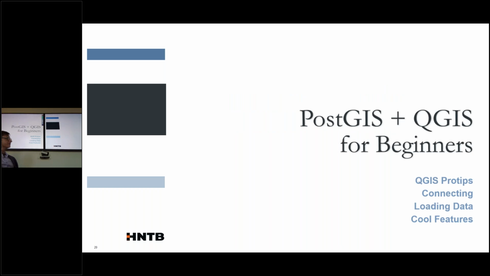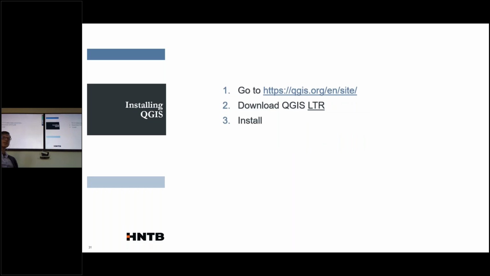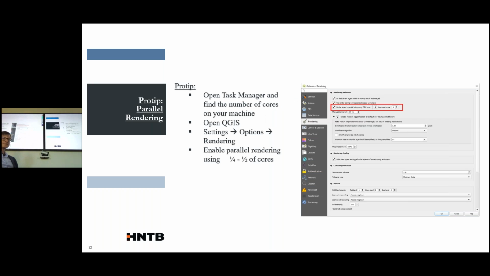What can I do with this? Well, if you're a beginner, there's actually a lot of really nice functionality that's bundled in when you use PostGIS together with QGIS. This would be a classic desktop install, like what you were used to with Pro or ArcMap, where all of your data and your software is on the same machine. Basically, same thing: go to QGIS, download the long-term release installer, and install it.